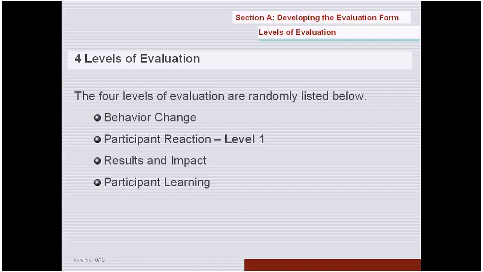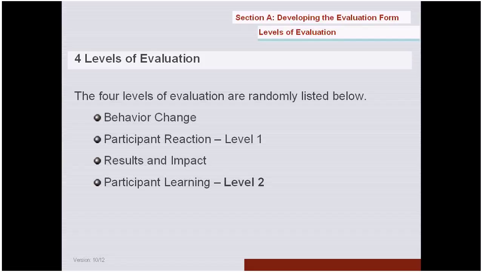Behavior change, results and impact, or participant learning? Participant learning. Correct again. And why do you think that's level 2? What made you think that would be level 2 over the other 2 items? Mostly because I feel like the other two, you have to have learning before the behavior change or the results impact can take place. Very good point.